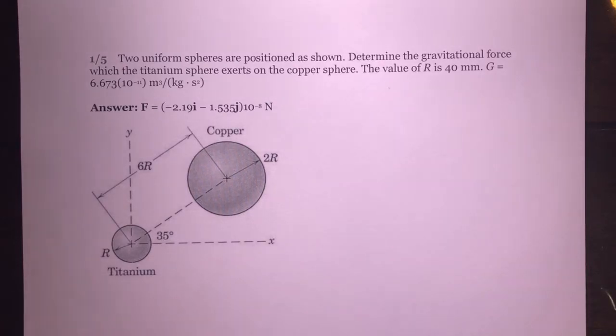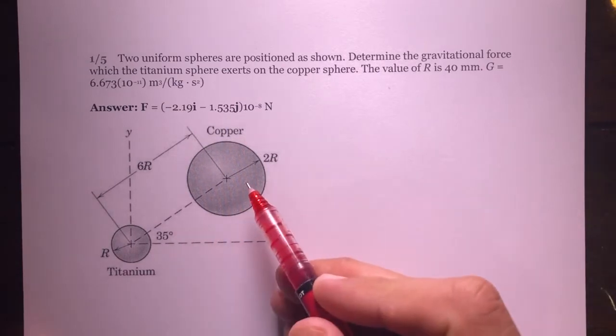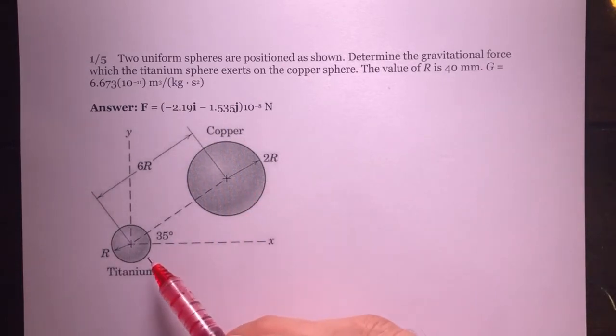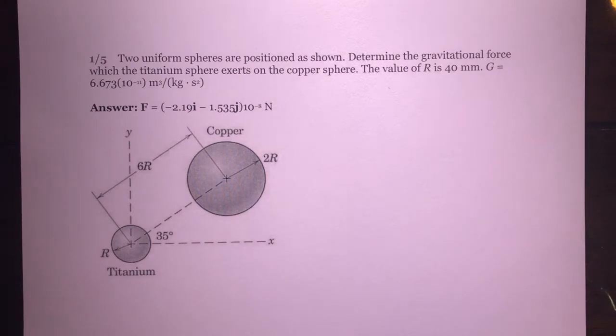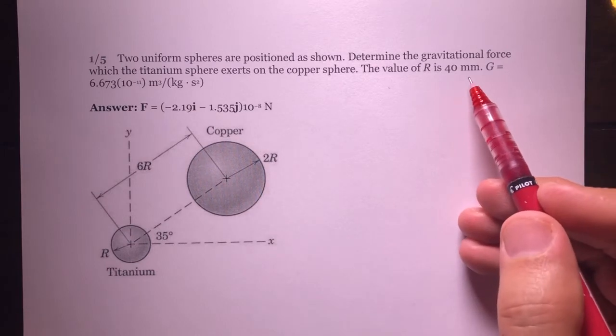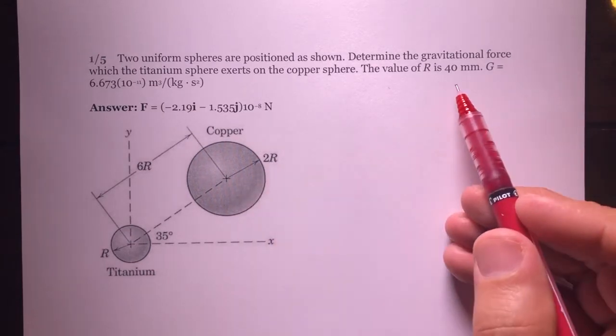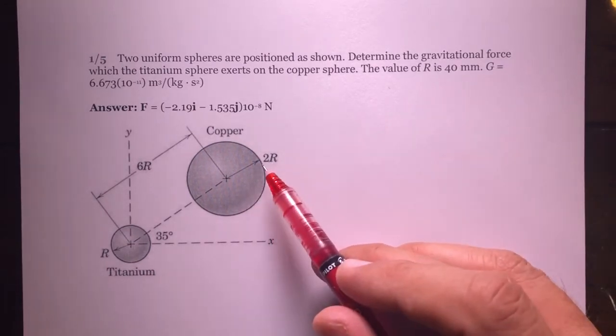To show you how that gravitational equation works, I'm going to solve this problem. Problem 1, chapter 1, problem 5. We have two spheres here. One of them is titanium and the other one is copper. The radius of both of them are given. For this one it is R, and R is 40 millimeter. And the other one is 2R, so 80 millimeter.